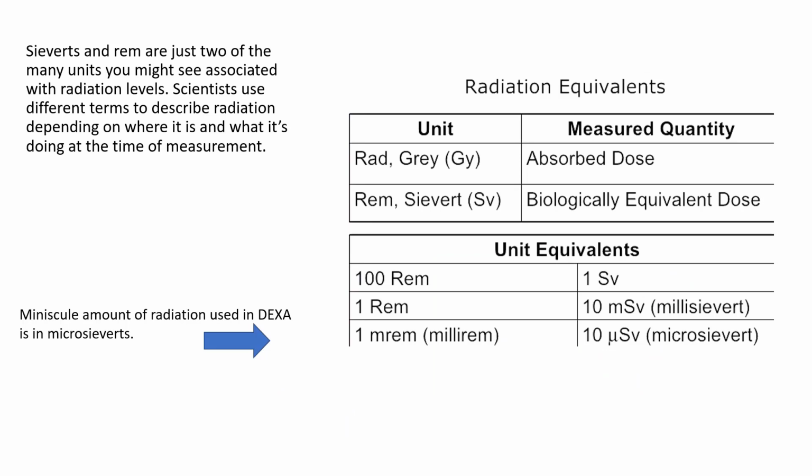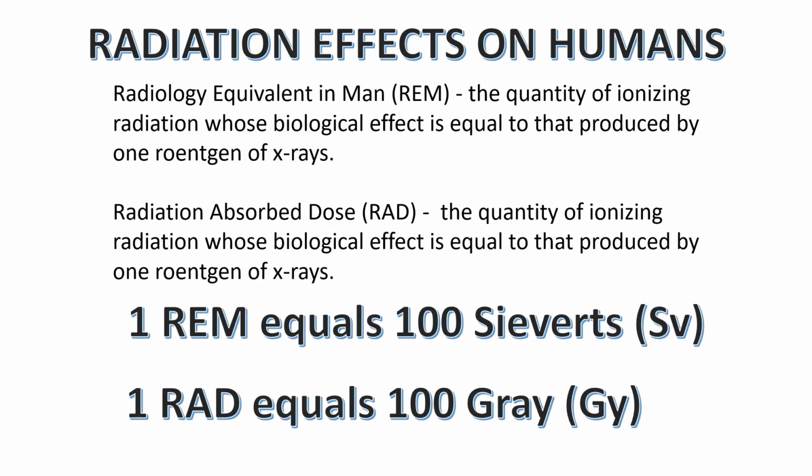Sieverts and REM are just two of the many units you may see associated with radiation levels. Scientists use different terms to describe radiation depending on where it is and what it's doing at the time of measurement. Let's clarify the terminology on the radiation effects on humans one more time.